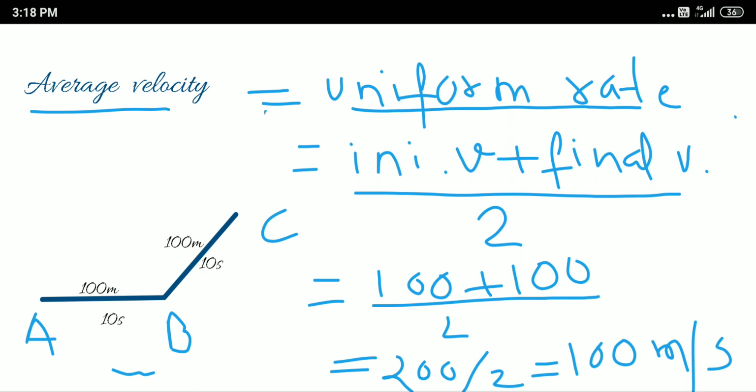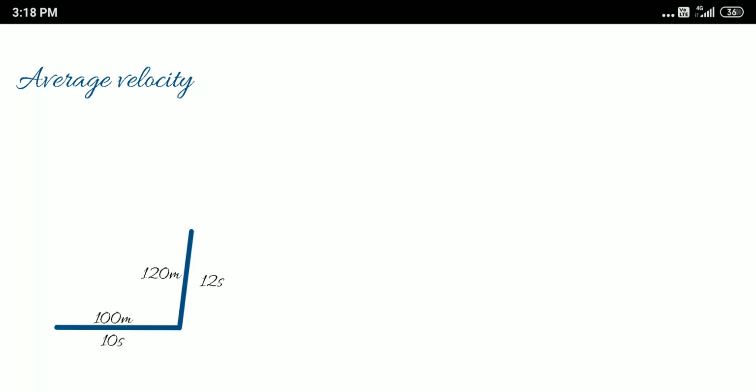Now what about if it is moving with a non-uniform rate? See this picture. In this picture, in section AB an object travels 100 meters in 10 seconds, and in section BC it travels 120 meters in 12 seconds. So how do we find the average velocity?